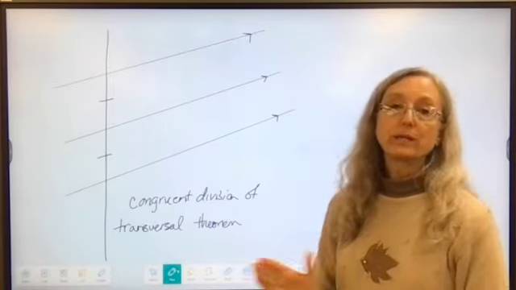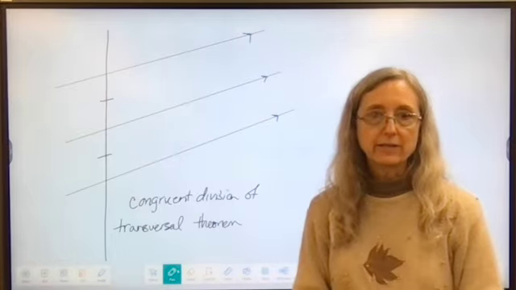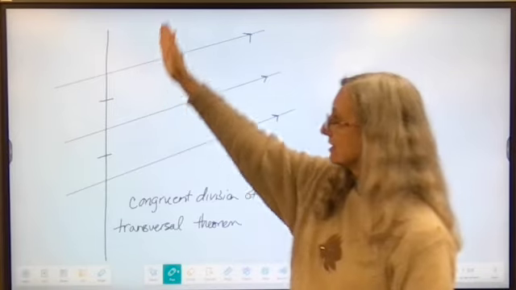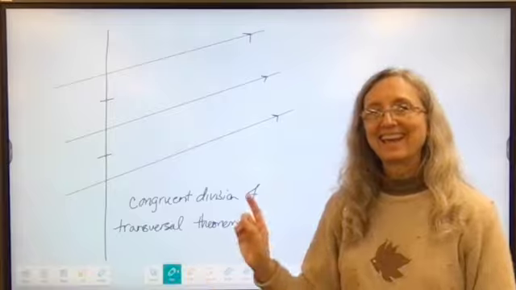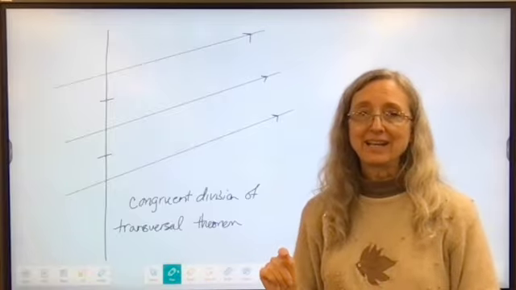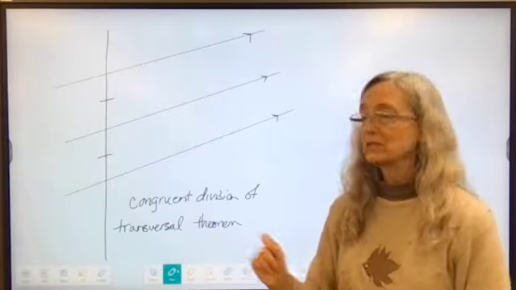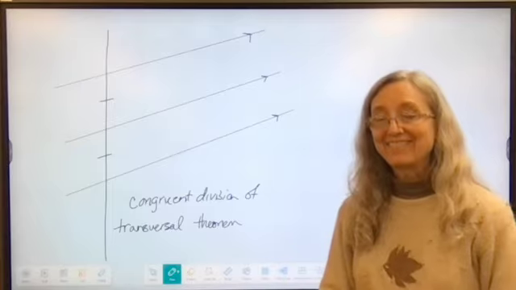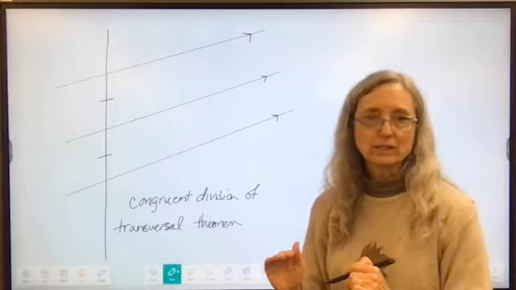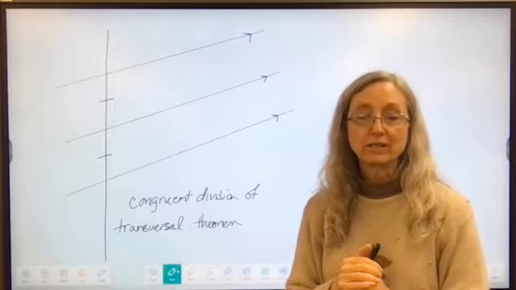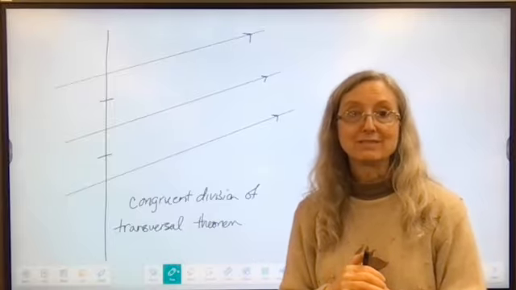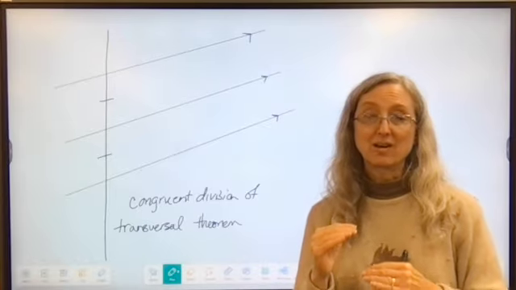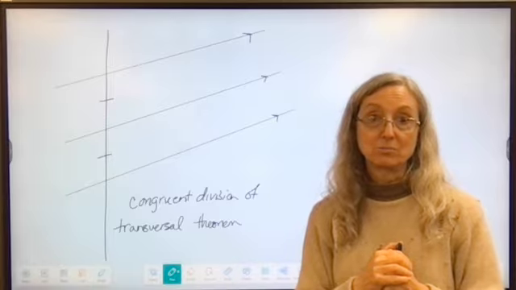If I have 3 or more parallel lines, and we're just going to pretend these are parallel, and they're cut by a transversal, and that transversal is divided into congruent segments. So this segment and this segment are congruent. If that's the case, then any transversal across those parallel lines would also be divided into congruent segments. Basically, we're saying our parallel lines are evenly spaced apart.